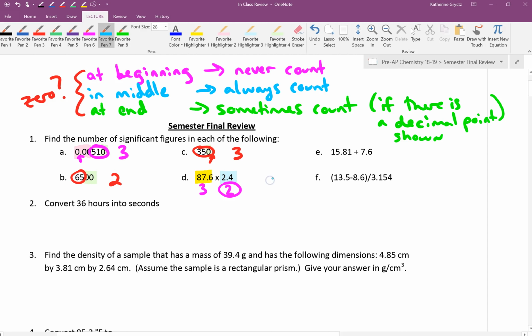Okay, and then if it's addition and subtraction, the easiest way to think about this is like you were a little kid and you were lining up your addition. We would always line up the decimal points. So with adding or subtracting, you go ahead and add it.